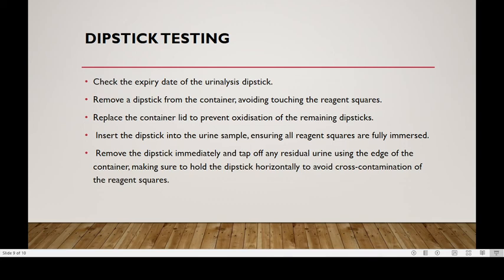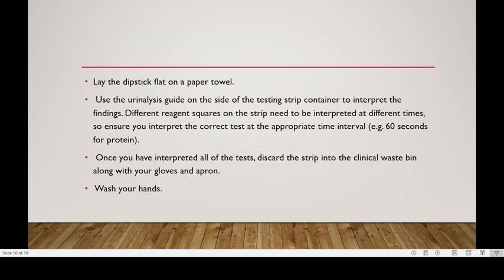Remove the dipstick immediately and tap off any residual urine using the edge of the container, making sure to hold the dipstick horizontally to avoid cross-contamination of the reagent squares. Then, lay the dipstick flat on a paper towel. Use the urine analysis guide on the side of the testing strip container to interpret the findings.